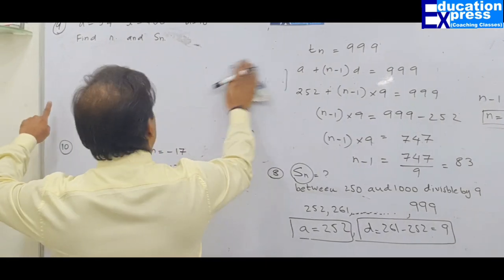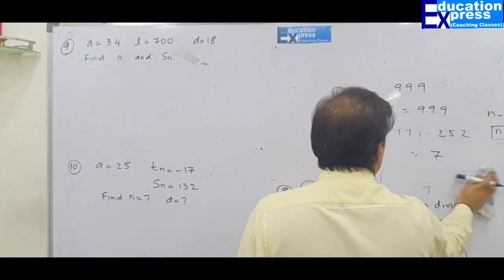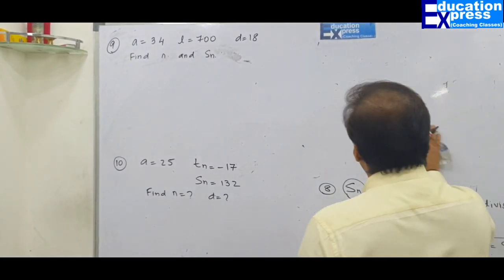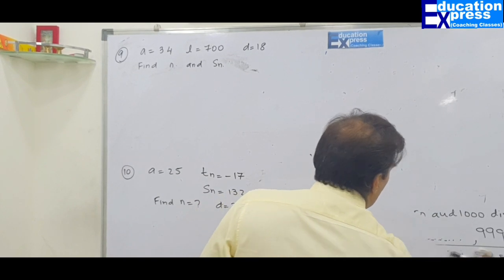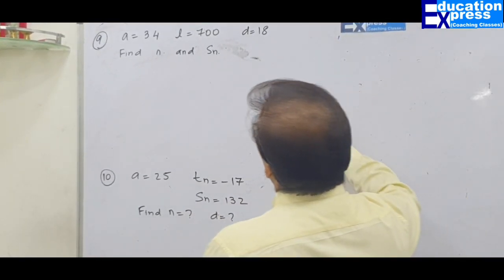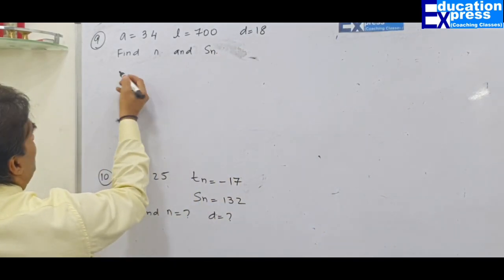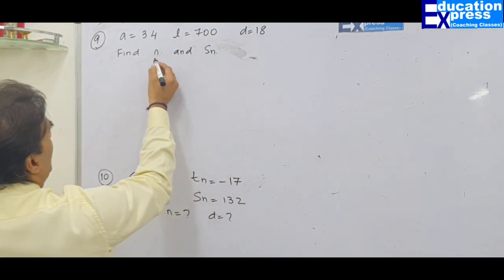My next question is question number 9. If you notice, it is mentioned clearly in question number 9 that the first term is 34 and the last term is 700. So first term is available? Yes sir. Last term is available? Yes sir. Difference available? Yes sir. So first term, last term and difference are available, we have to find n.